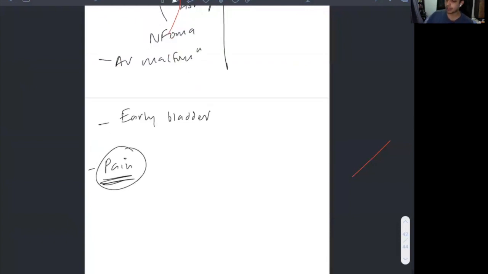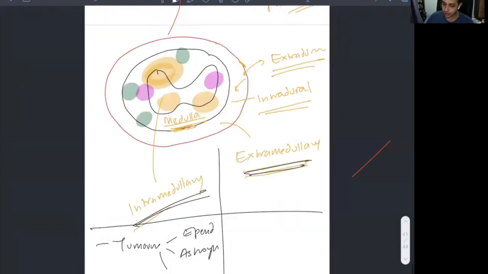Now pain is very important, and the characteristic of pain is quite different in an intramedullary and extramedullary lesion. An extramedullary, that is an extradural lesion, will compress the roots first.